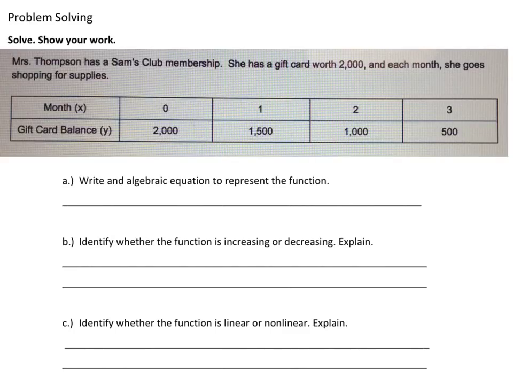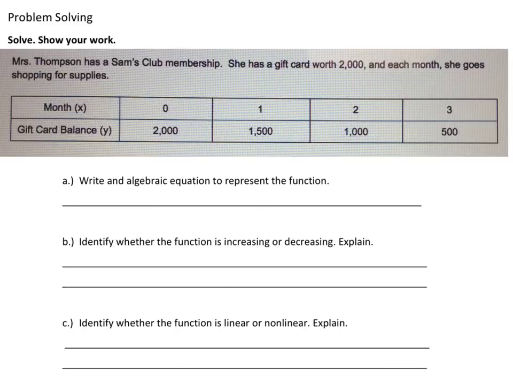Here is part 2 to your Chapter 6 study guide. For number 7, we have a 3-part problem here. Mrs. Thompson has a Sam's Club membership. She has a gift card worth $2,000, and each month she goes shopping for supplies. We are to write an algebraic expression to represent the function first.